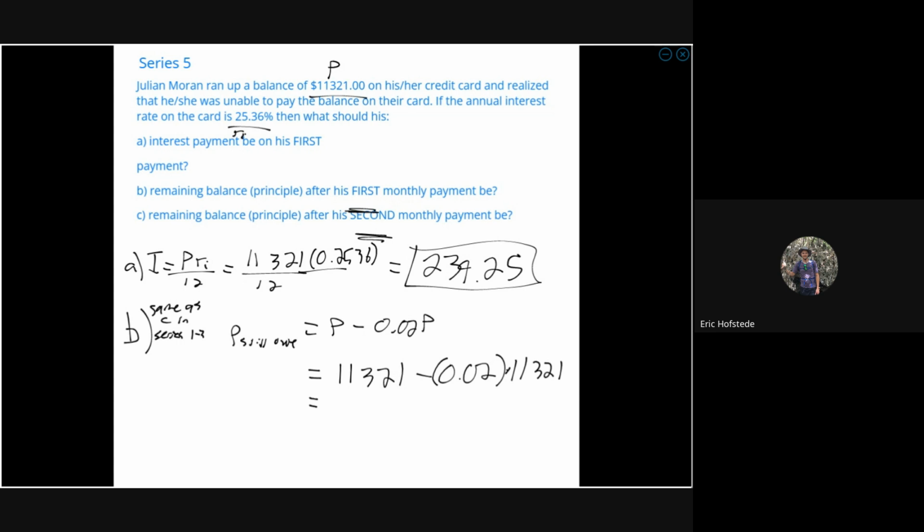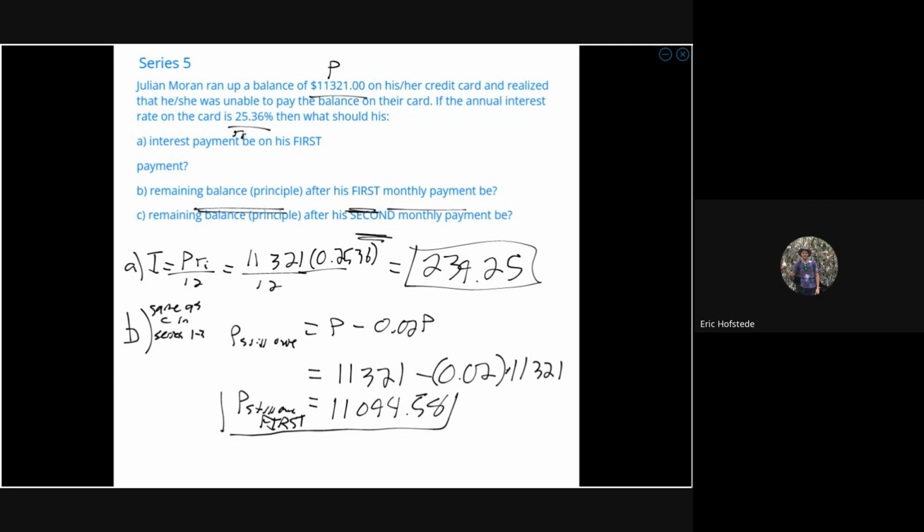All right, pop that in the calculator. 11,321 minus 2% of 11,321 gives me $11,094.58. That's how much balance or principal is remaining after his first monthly payment. That is my answer. Principal still owed, and maybe I'll call it first because it's off my first monthly payment, or my first amount owed.